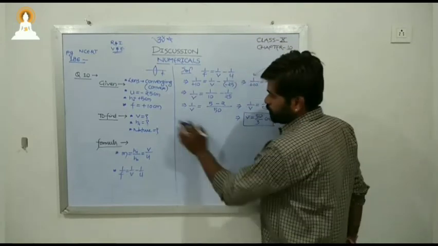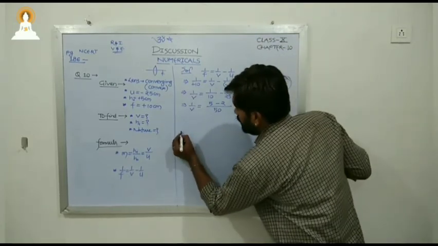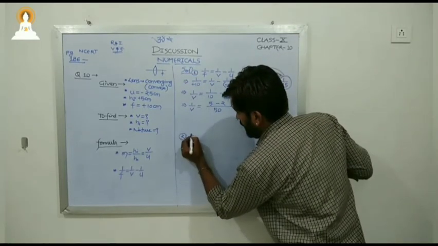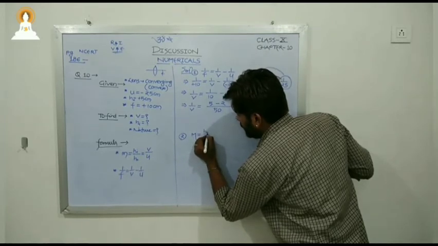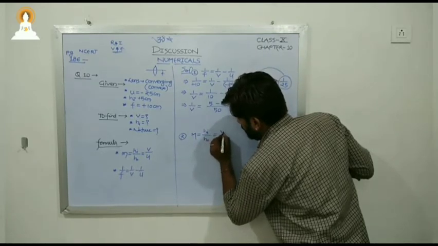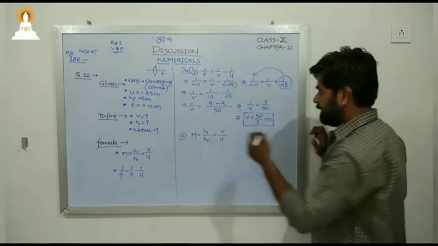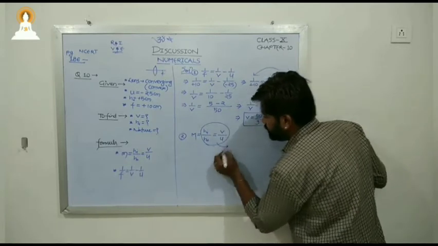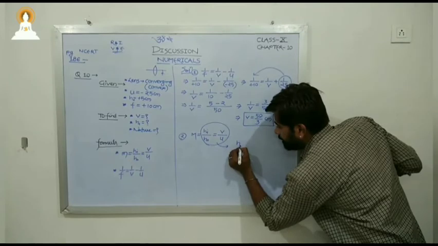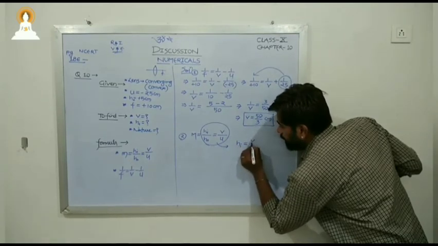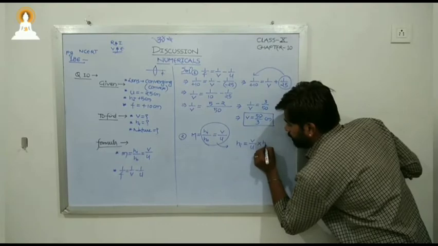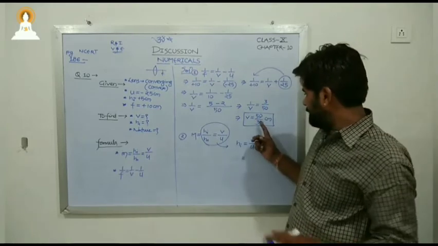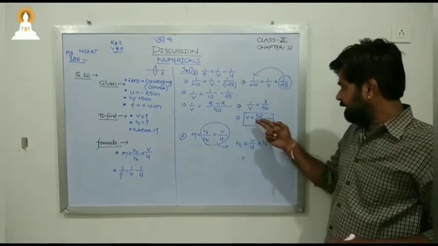Now let us move to height of image. This was the first part. Now let us move to the second one. We know that m is equal to height of image upon height of object, that is v by u. Now height of image is what we need to find, so we will use this part. If I cross multiply, then height of image will be v by u times height of object. We know v. Now you will see why I did not convert it into decimal. We will see the benefits of this.